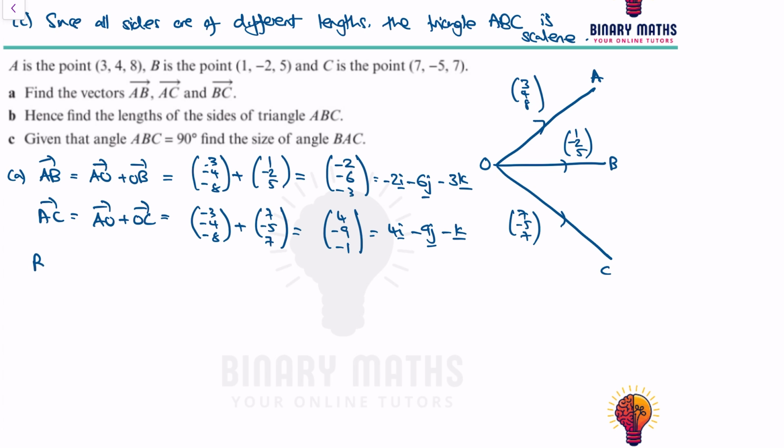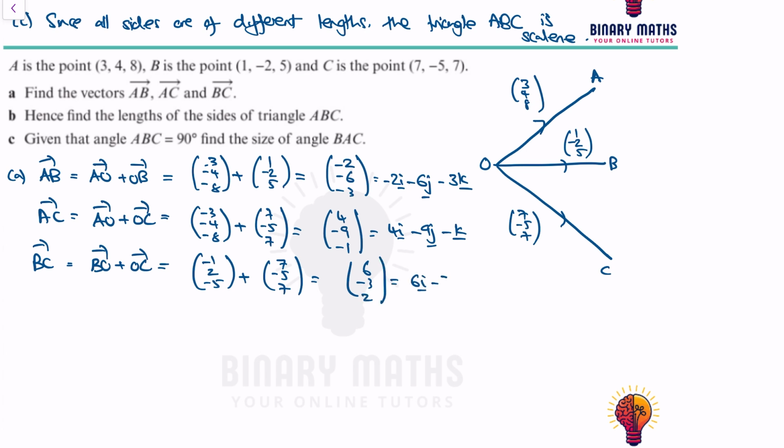And BC is equal to BO plus OC. BO is (-1, 2, -5) plus (7, -5, 7), which gives me (6, -3, 2), which is equal to 6i - 3j + 2k.